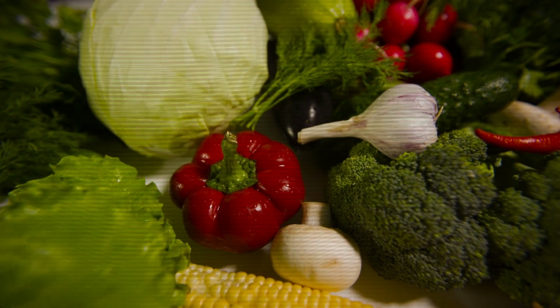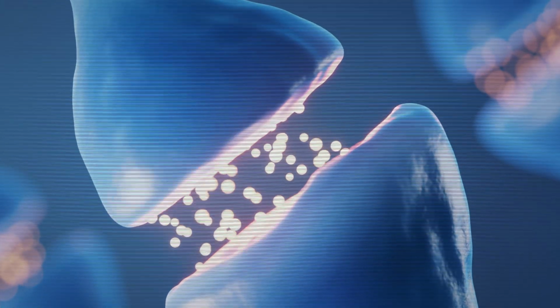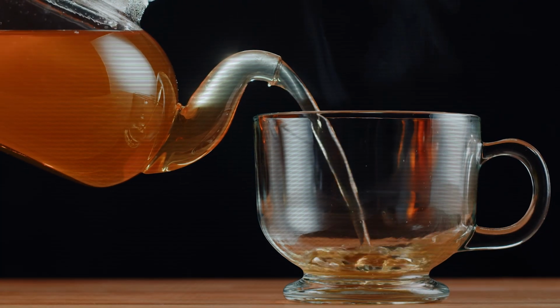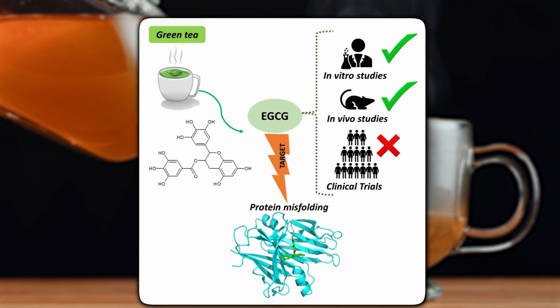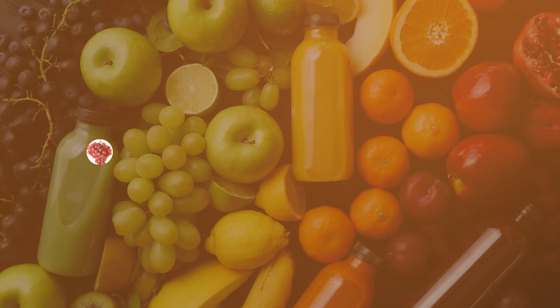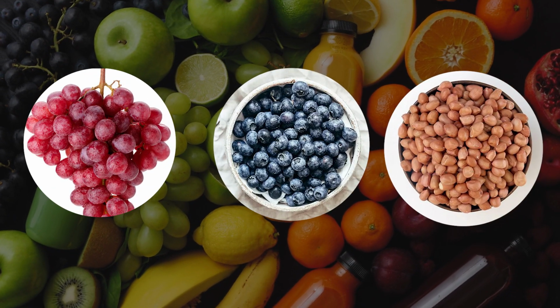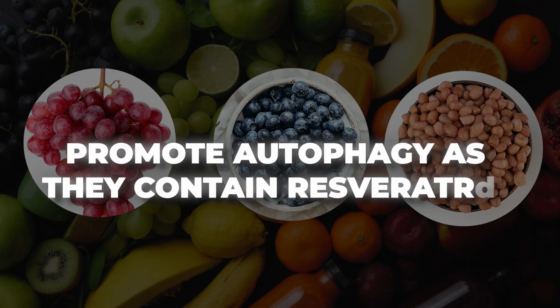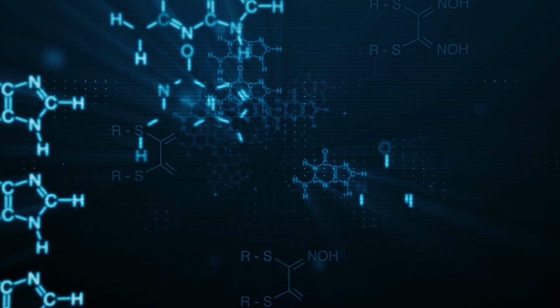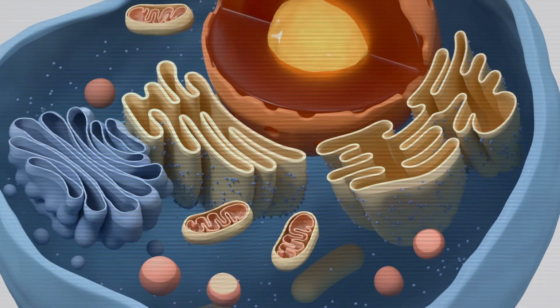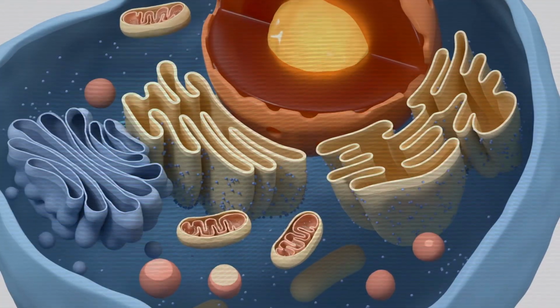Now, certain foods can help to further promote autophagy to help starve cancer cells and promote cell death. They include green tea, which contains a polyphenol called EGCG that removes damaged proteins and organelles. Red grapes, blueberries, and peanuts also help promote autophagy as they contain resveratrol, which is a polyphenol that activates sirtuins, a family of proteins involved in cellular regulation, which in turn enhances autophagy.